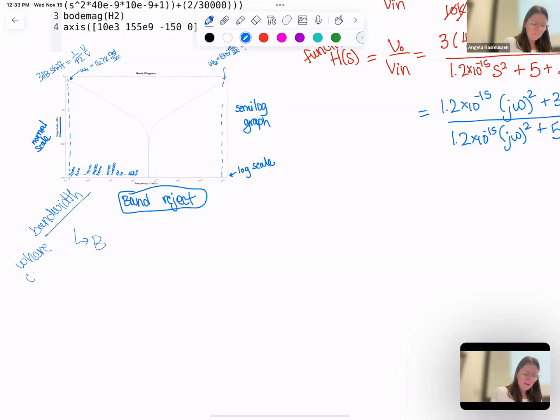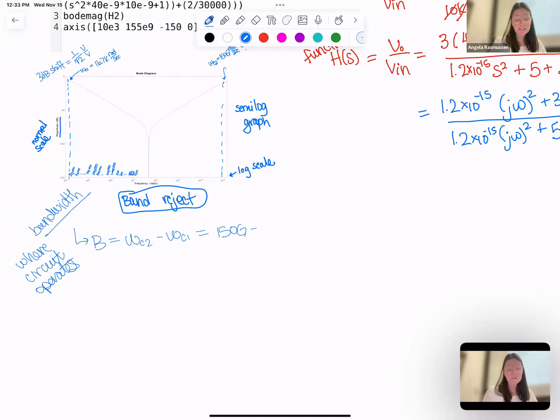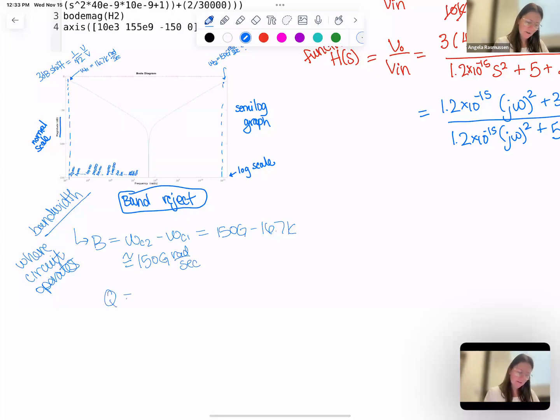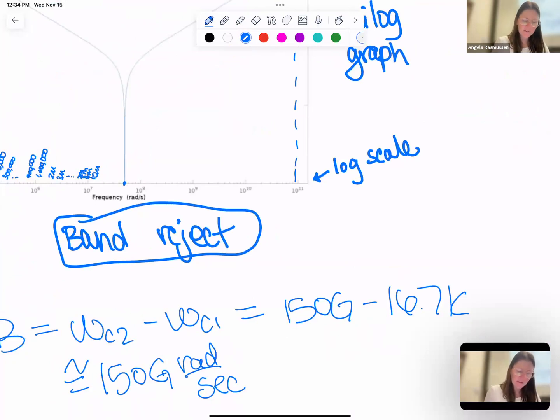And it's where the circuit operates. So you're going to just take, in this case, omega C2 minus omega C1. So 150 gig minus 16.7 K gives a value of approximately 150 gig still. And then remember that Q factor is going to be the resonant frequency over your bandwidth B. And in this case, that omega naught is right there at that value.